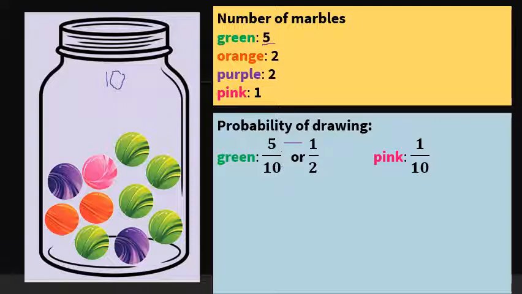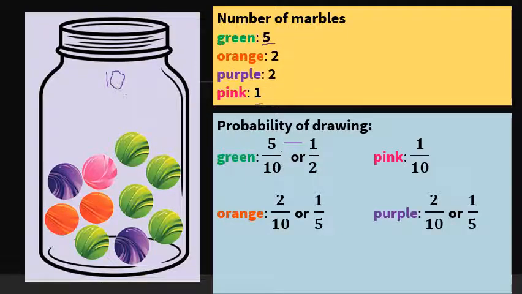5 divided by 5 is 1. 10 divided by 5 is 2. If I look at my pink marble, I can see that there's only one pink marble and there are 10 marbles. So the probability of drawing a pink marble is 1/10. For the orange and purple marbles, I have 2 purple marbles and 2 orange marbles. So the probability of drawing an orange marble is 2/10, and a purple marble is also 2/10, or I can represent that as 1/5. 2 divided by 2 is 1, 10 divided by 2 is 5, so it's 1/5.